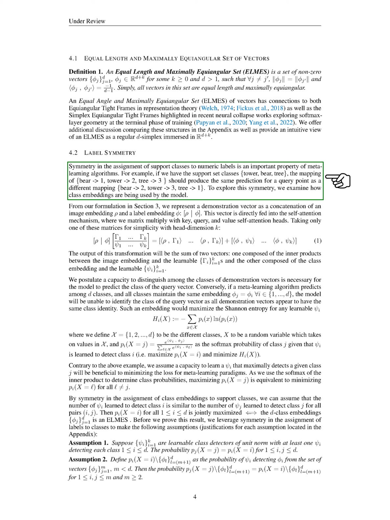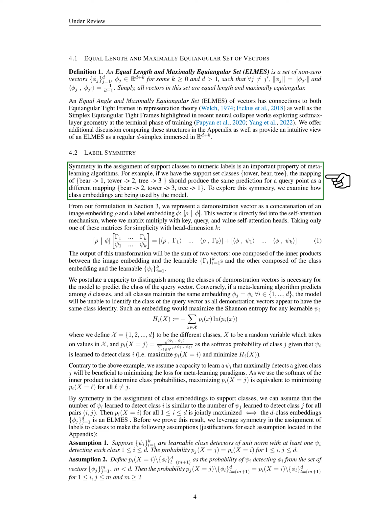Symmetry in the assignment of support classes to numeric labels is an important property of meta-learning algorithms. For example, if we have the support set classes tower, bear, and tree, the mapping of bear to 1, tower to 2, and tree to 3 should produce the same prediction for a query point as a different mapping: bear to 2, tower to 3, and tree to 1.